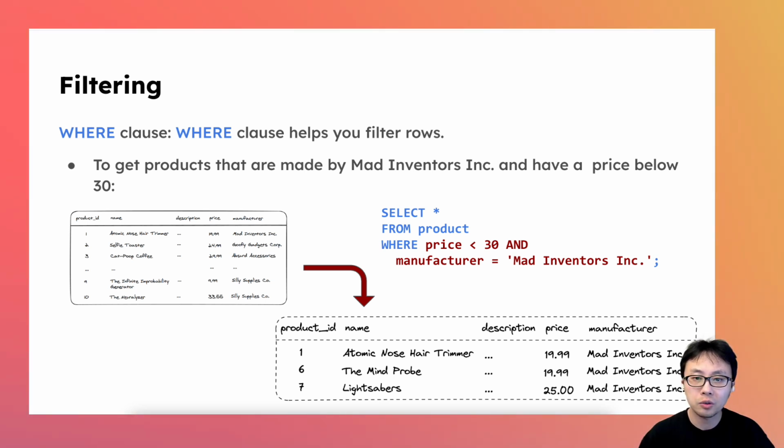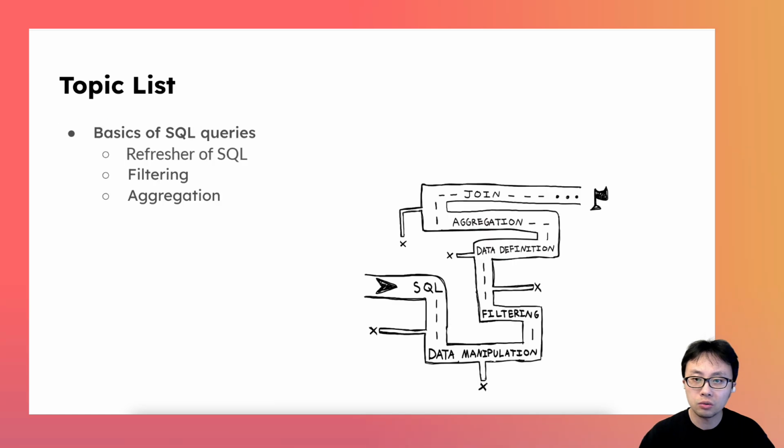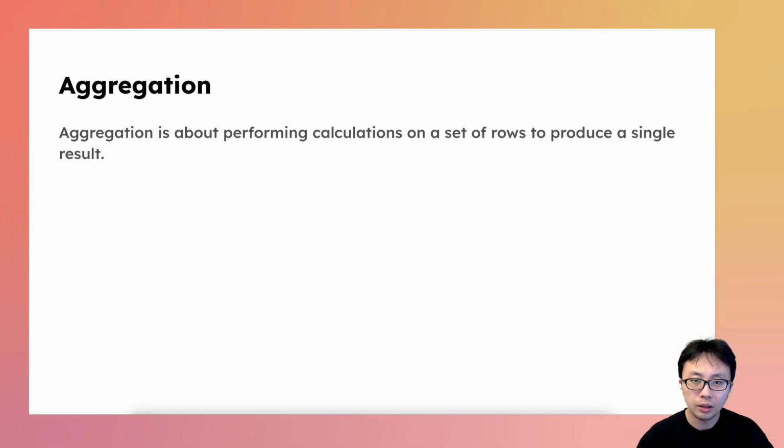Now that you have seen enough on filtering, we are ready to move to the next topic, which is aggregation. So what is aggregation about? Aggregation is about performing calculations on a set of rows to produce a single result. By aggregating data, you can gain insights into the trends and patterns in the data that may not be visible at the individual record level.